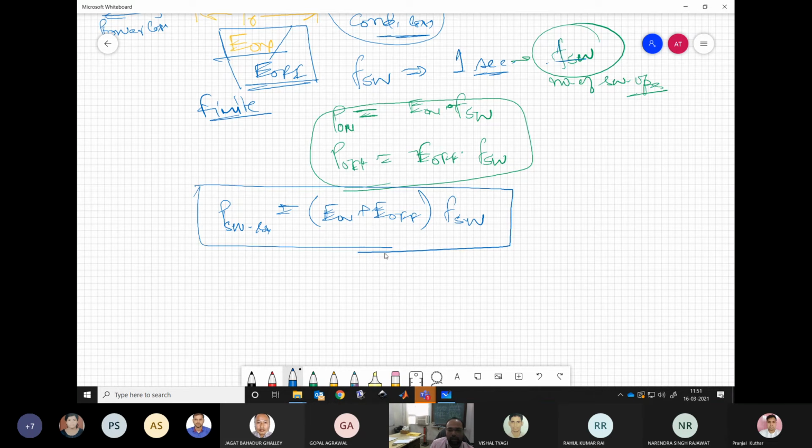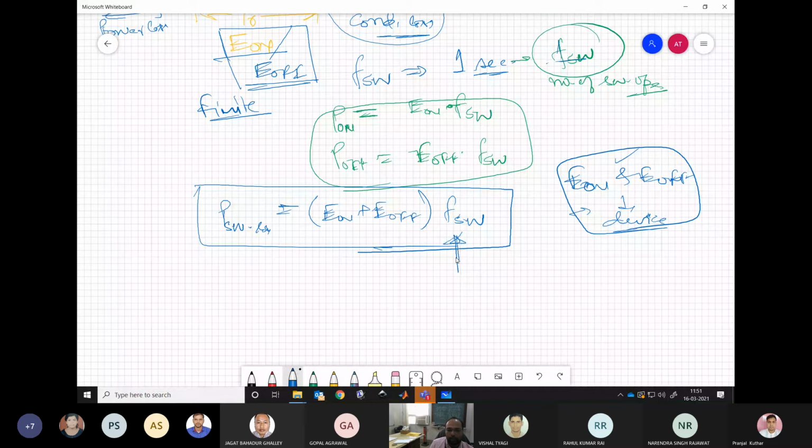So we can clearly see that E on and E off are device dependent, and hence we cannot do much if we are bound to use a particular device for the system. These things are fixed. Now this is dictated by what switching frequency we have.